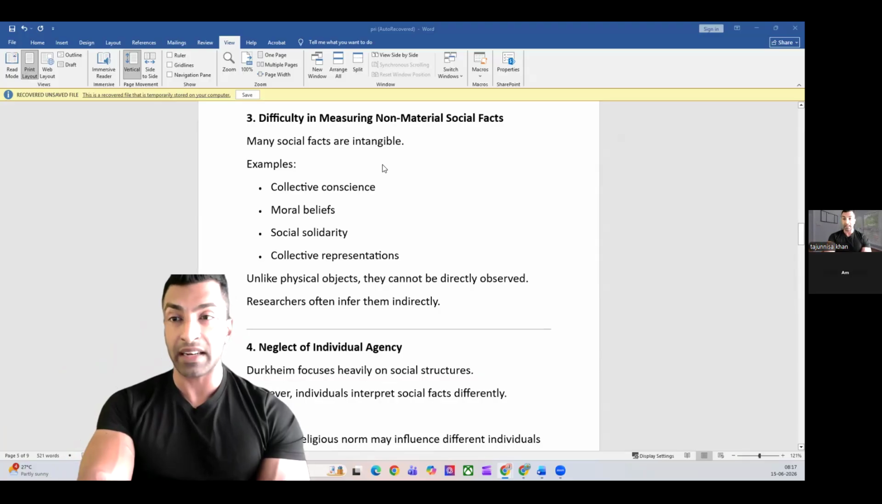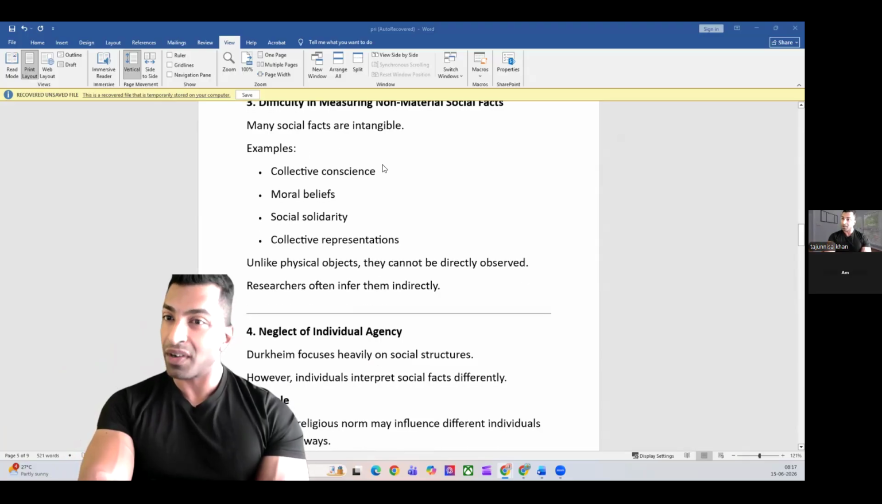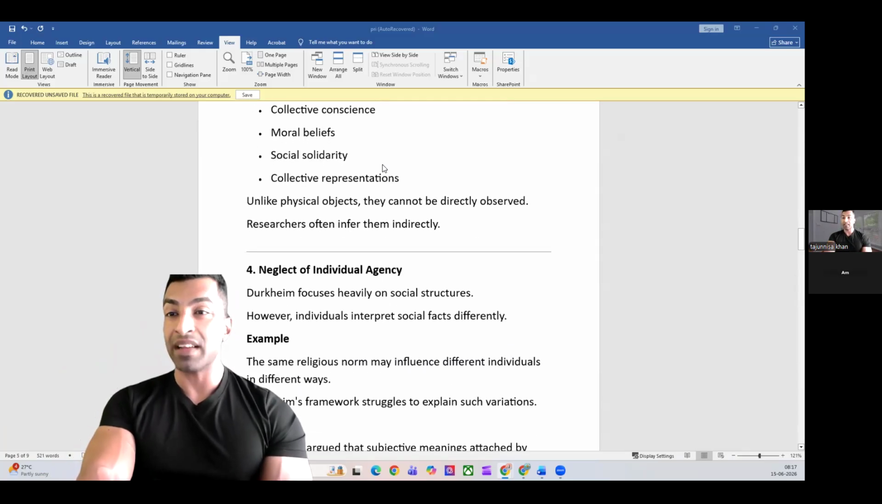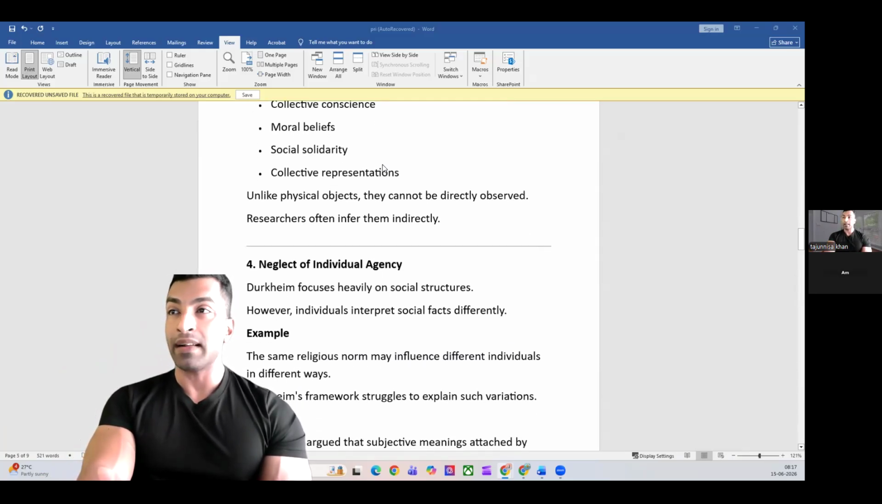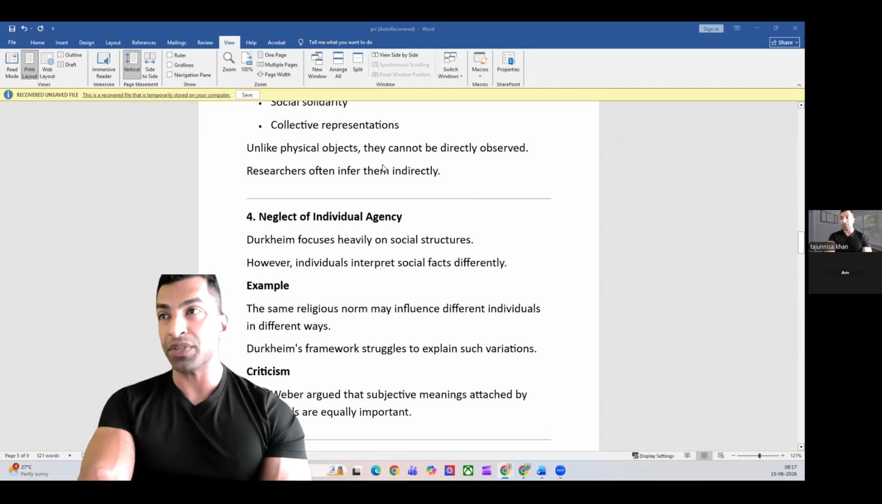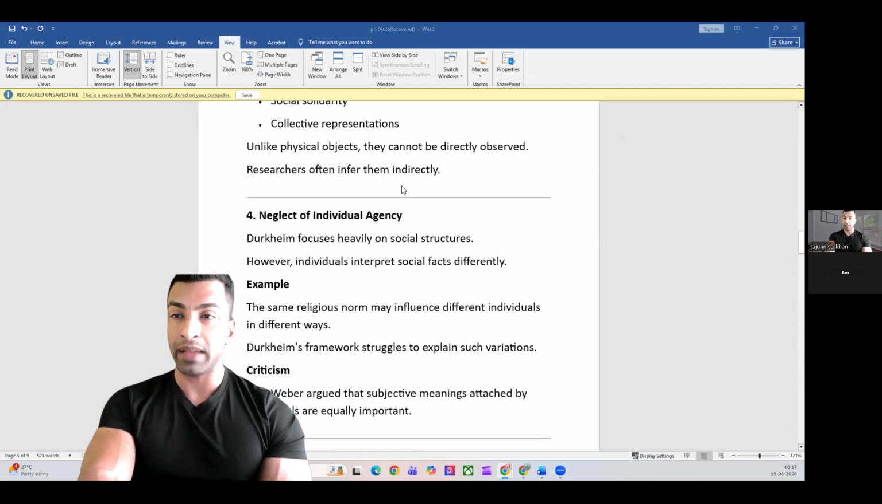Now, difficulty in non-material social facts. See, many social facts are intangible. Collective conscience, when you talk about how to treat as things, moral beliefs, social solidarity, collective representation, right? Unlike physical objects, they cannot be directly observed. So researchers often infer them indirectly.